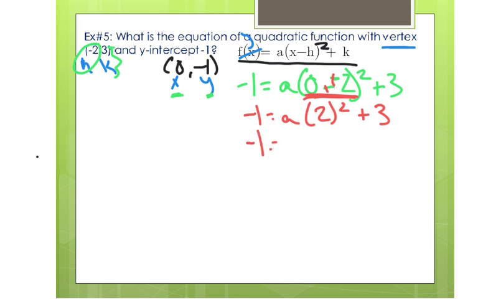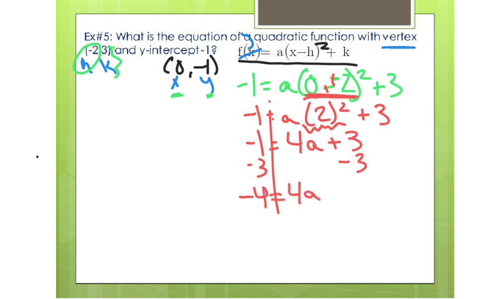So -1 equals, now do our exponent. 2 squared, 2 times 2 is 4. I'm just going to rearrange this so that my 4 is in front of my a, and then bring down my plus 3. Now I have an equation I'm just solving. So I'll subtract 3 from each side, which will give me -4 equals 4a. Divide by 4, and -1 equals a.